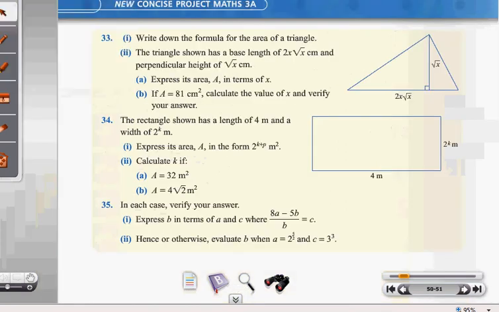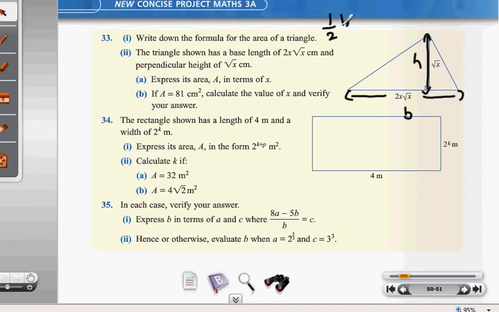Now, write down the formula for the area of a triangle. You can find this in your tables. It's a half base by height. The base is this one here on the bottom. We call this B. The perpendicular height of the triangle is called H, and that's H there. So it's going to be a half B multiplied by H.